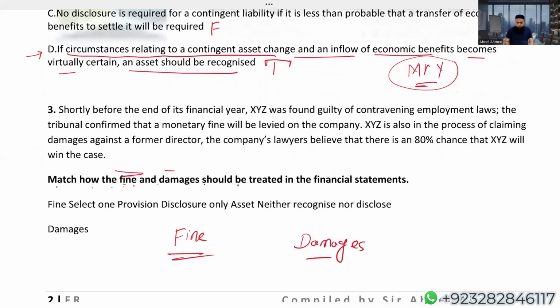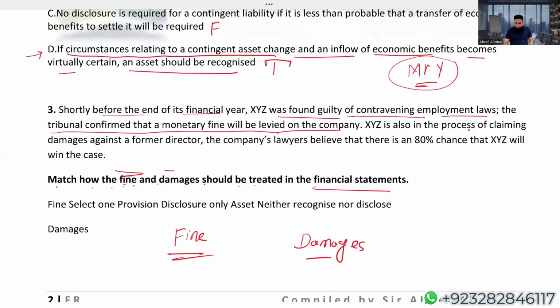Match how the fine and damages should be treated in the financial statements. Shortly before the year end of its financial year, XYZ was found guilty of contravening employment laws. The tribunal confirmed that a monetary fine will be levied on the company, which means the monetary liability is imposed on your company. You will have to pay.